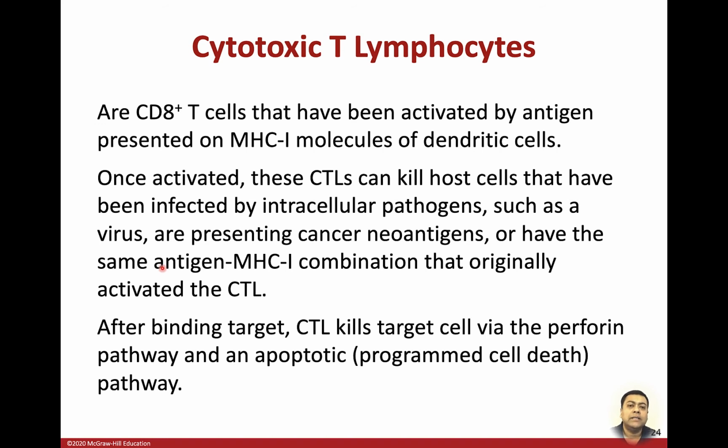The next one, other than the CD4 helper T cell, is the cytotoxic T lymphocyte. These are CD8. Remember that? They will recognize the MHC1 molecule, so 1, 8. Once activated, the CTLs can kill host cells that have been infected by intracellular pathogens, such as a virus, are presenting cancer neoantigens, or have the antigen-MHC1 combination that originally activated the CTL. After binding the target, the cytotoxic T lymphocyte will kill the target via the perforin pathway, an apoptotic programmed cell death pathway. And we're going to discuss that in a second as well.